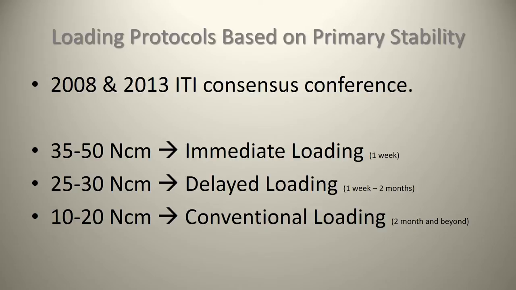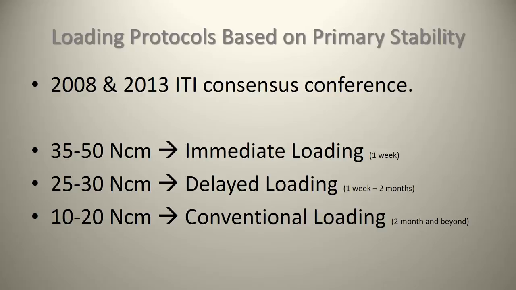And then lastly, they talk about 20 newton centimeters of rotational primary stability, in which case they talk about things like conventional loading, which is 2 months and beyond. And by beyond, this can be anywhere from the classical 6 months to beyond 6 months in patients who are either immunocompromised, suffer from diabetes, older patients, or any patient who does not appear to be healing as per plan.